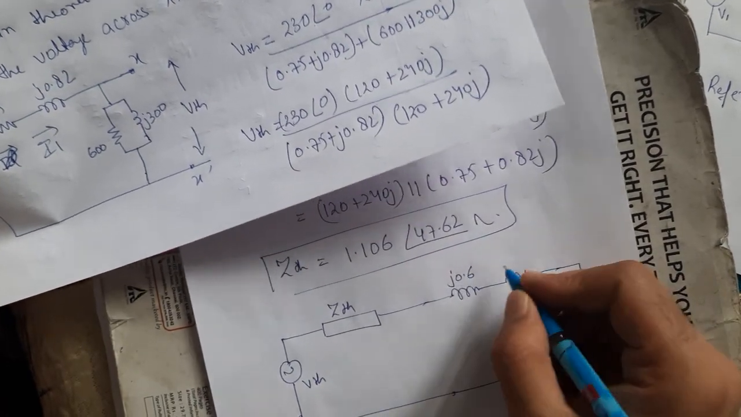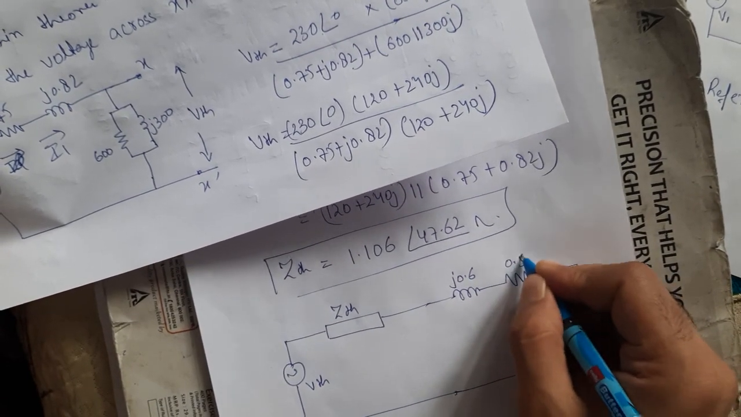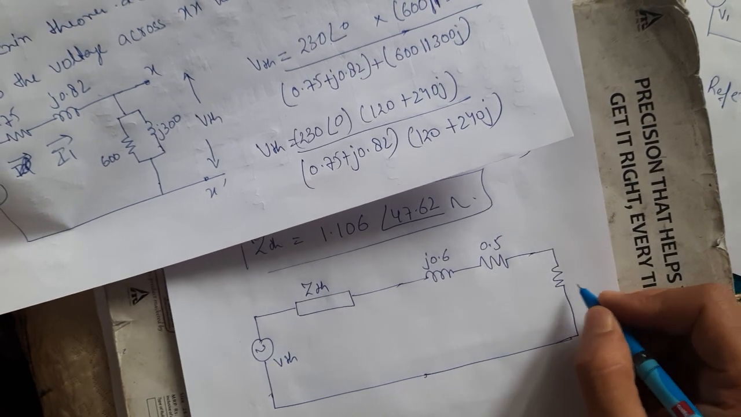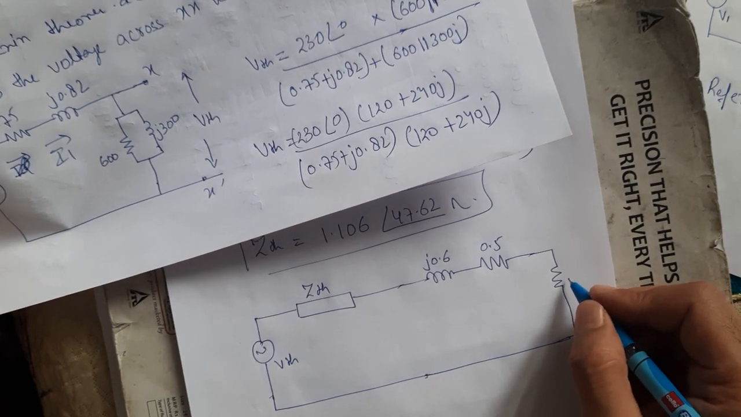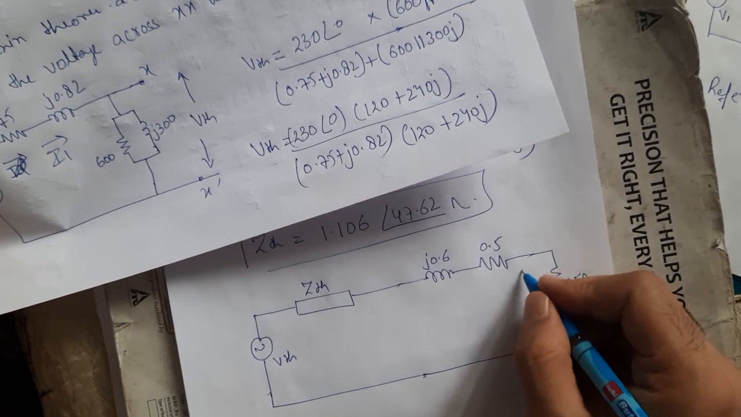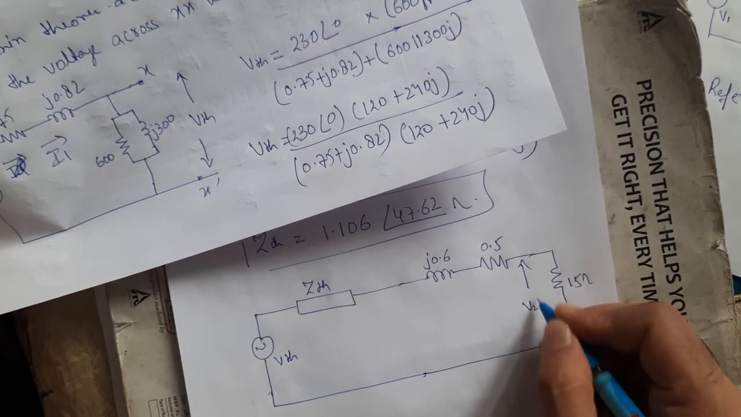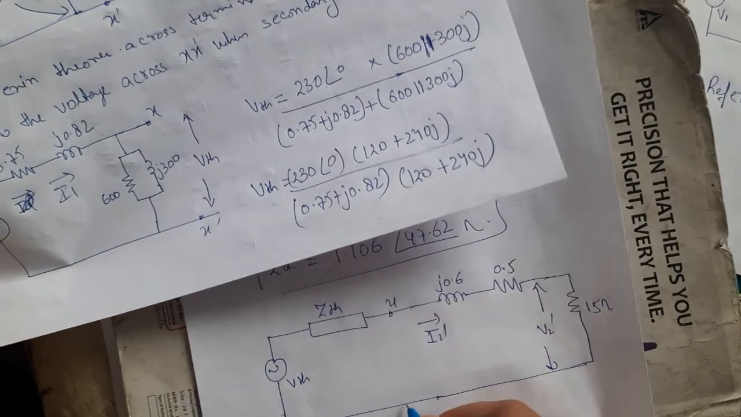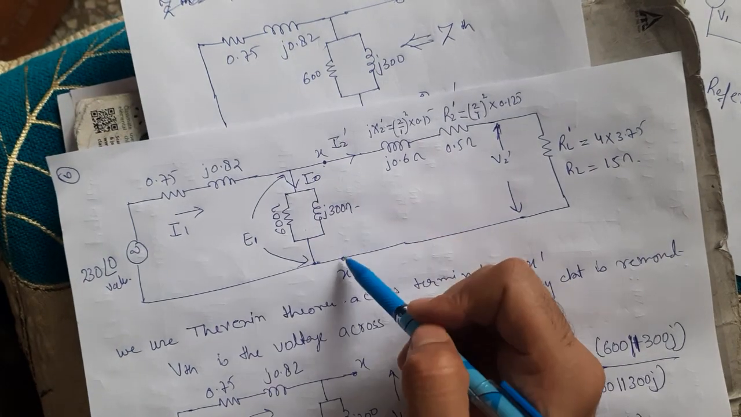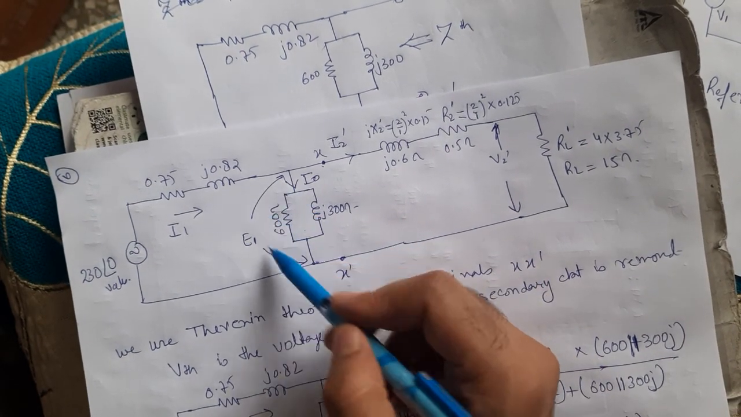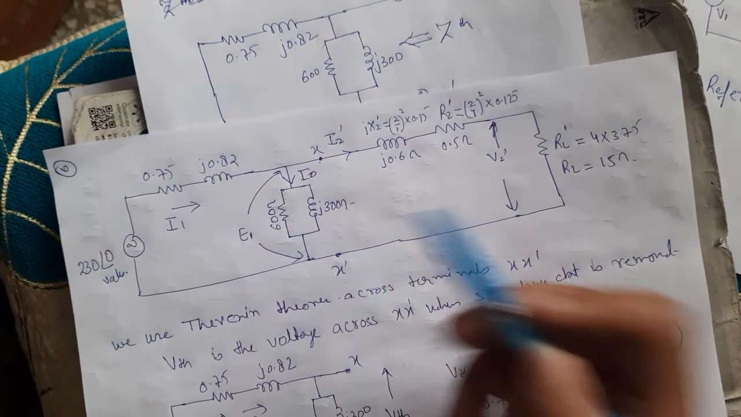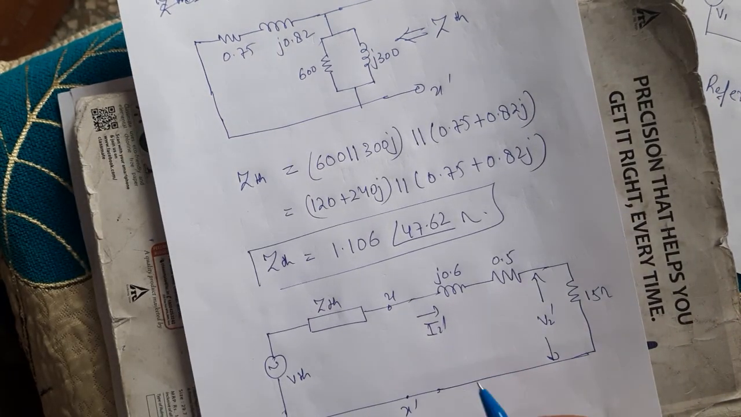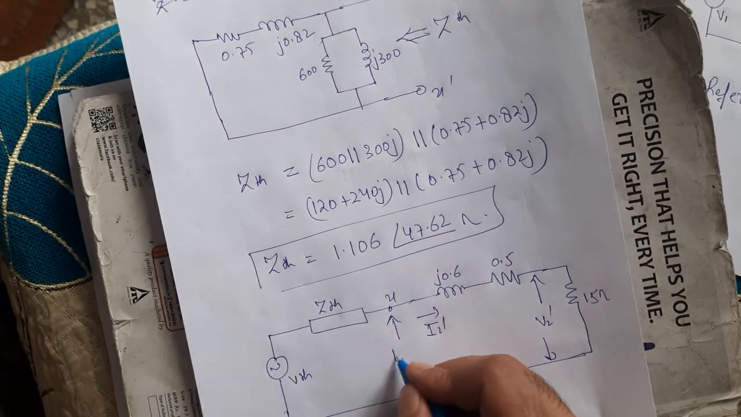j0.6, and secondary resistance referred to the primary was 0.5, and the secondary load referred to the primary was 15 ohm. This was V2 dash. This is I2 dash, and this is my X and X dash. So look here, what is the voltage across X dash in the original circuit? It is E1. I can write that the voltage across X dash is nothing but E1.